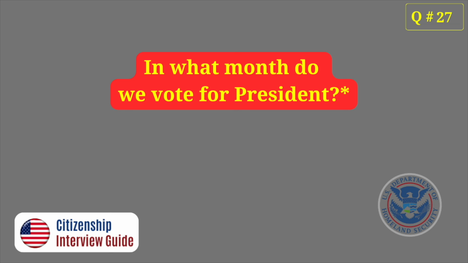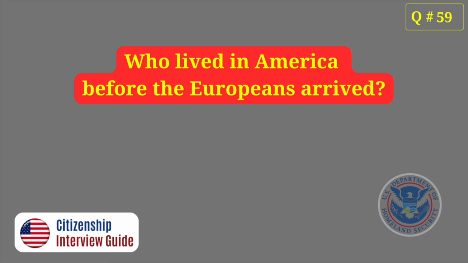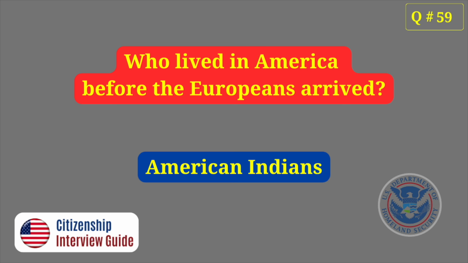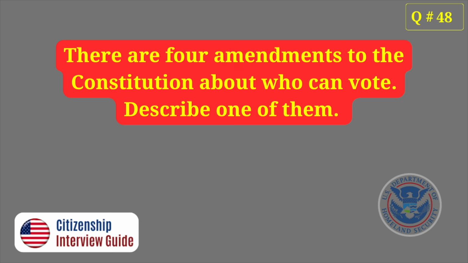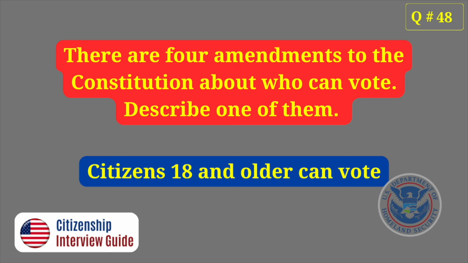In what month do we vote for president? November. Who lived in America before the Europeans arrived? American Indians. There are 4 amendments to the Constitution about who can vote. Describe one of them. Citizens 18 and older can vote.